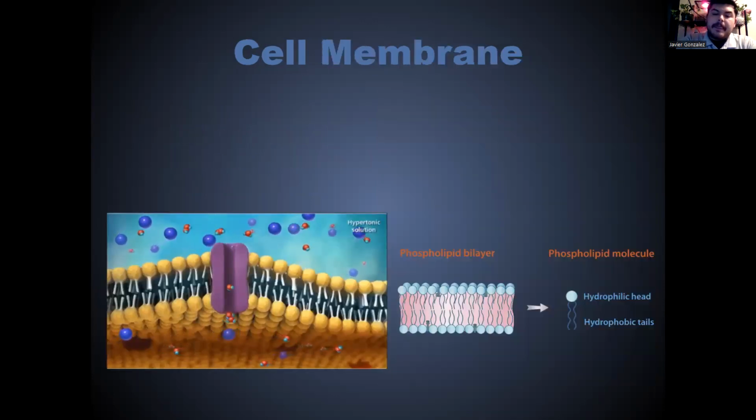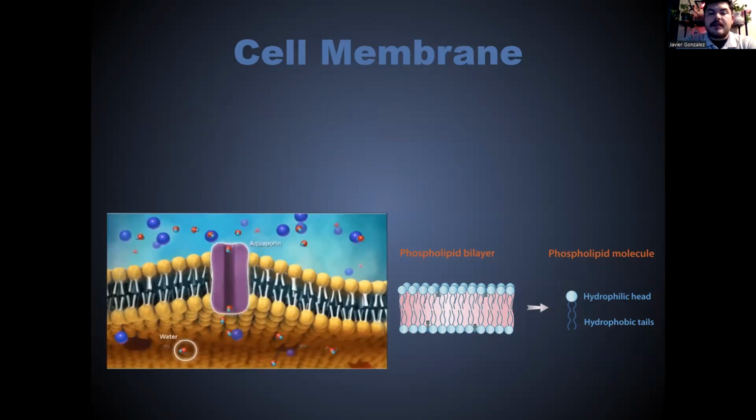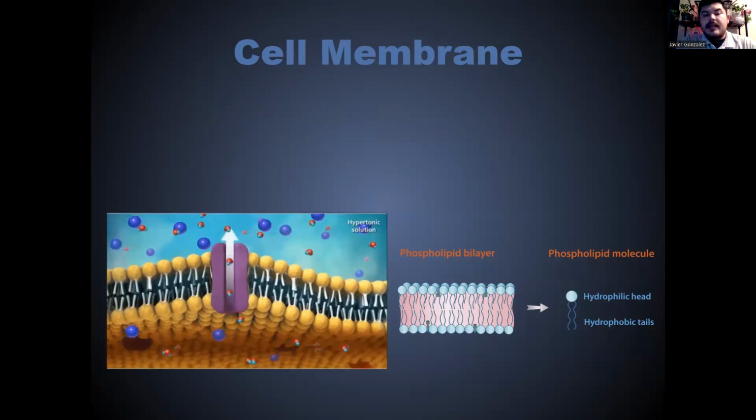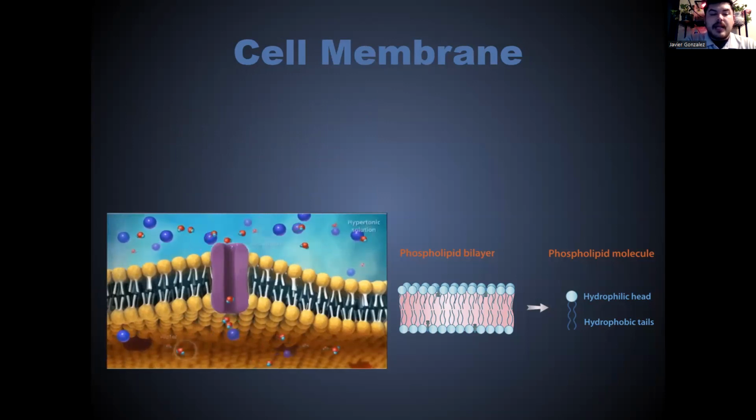Cell membrane. Let's think of the cell membrane as kind of like our skin. Our skin is semi-permeable, same as the cell membrane. You've got the phospholipid bilayer. A phospholipid molecule has a hydrophilic head and hydrophobic tails. In the animation on the bottom left, you see that these, let's call them particles, are going through the cell membrane through passive diffusion. And it looks like the water molecule is going into the hypertonic solution.